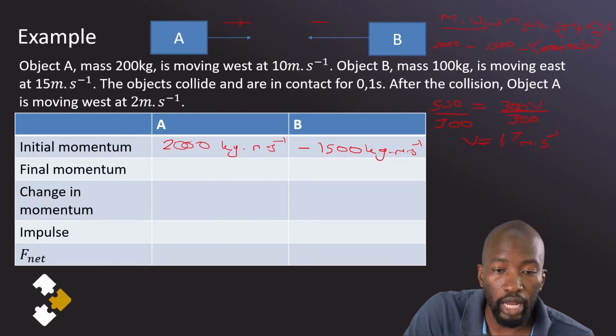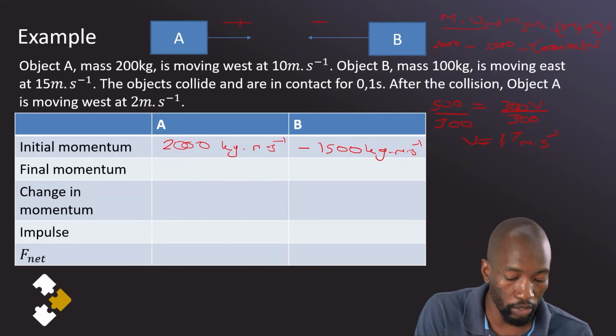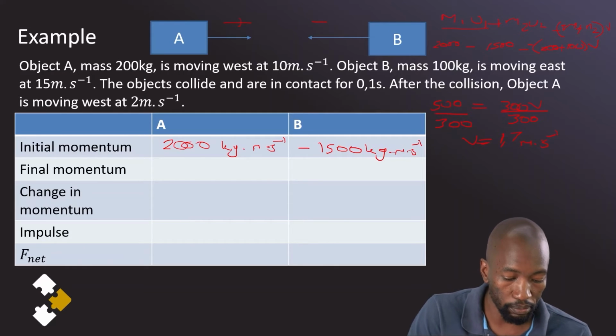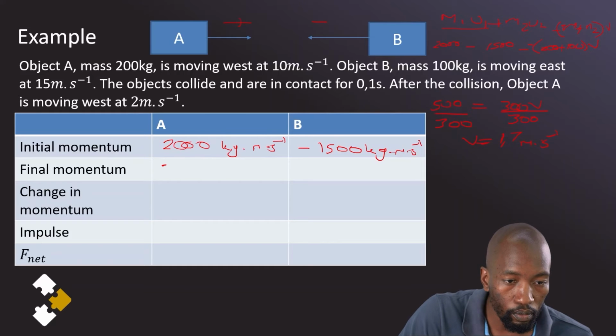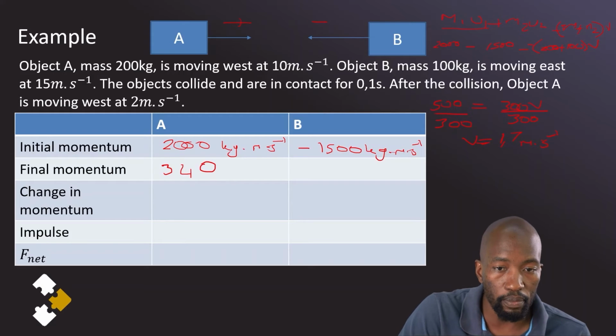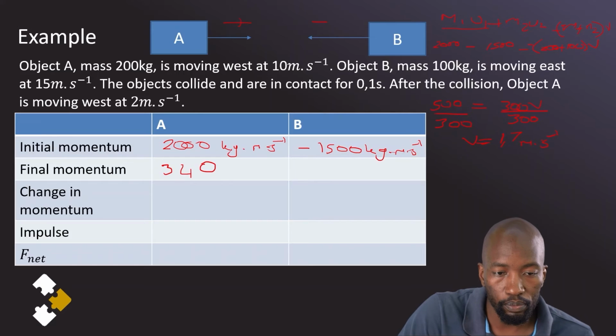There we go. Now we can find the final momentum of A. How do we do that? We just take 200 multiplied by 1.7. Let's quickly do that on our calculators. So that'll be 200, its mass, multiplied by 1.7, which is 340 kg m/s. Now we need to find the final momentum of B, and that is just going to be 100 multiplied by 1.7. That is 170.